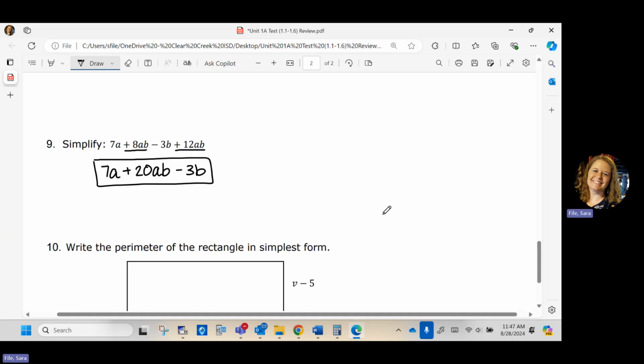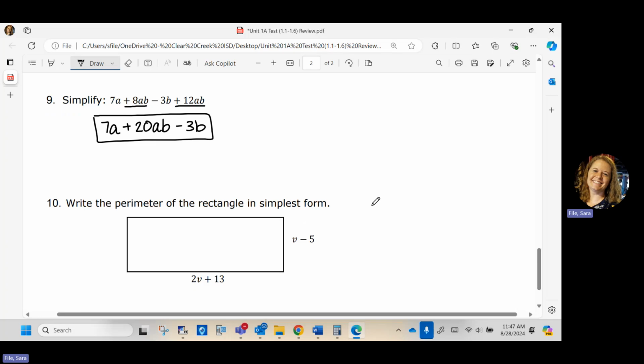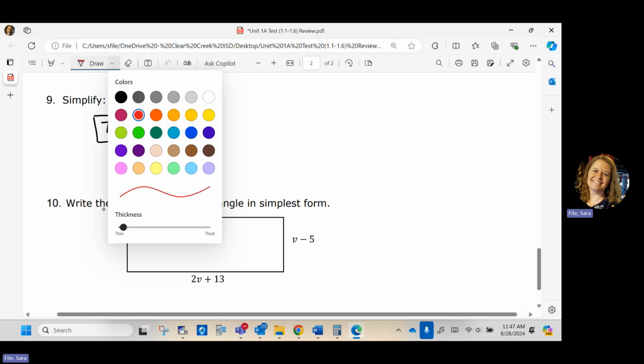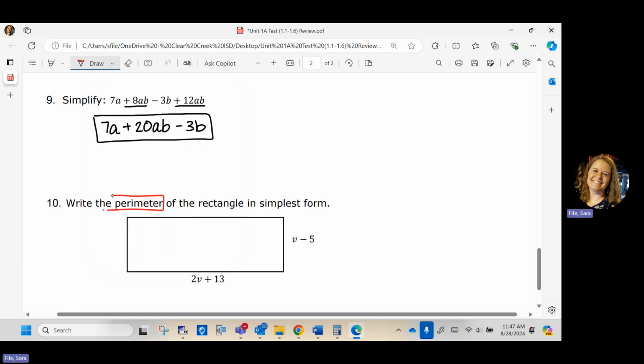All right, last but not least, we have a perimeter question. Who remembers what that means? What is the perimeter? Perimeter means what? Nobody knows? I feel like some of y'all do. Y'all can speak up. What is perimeter? What's perimeter? Okay, so you add up all the sides.